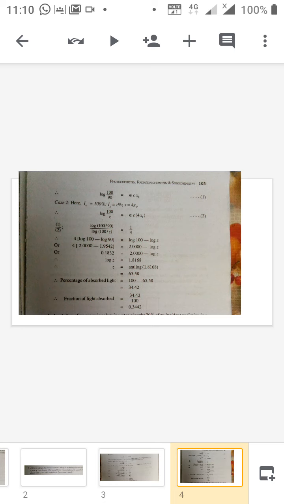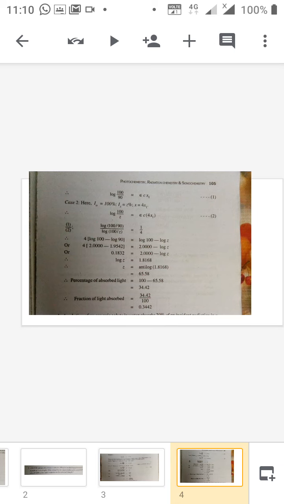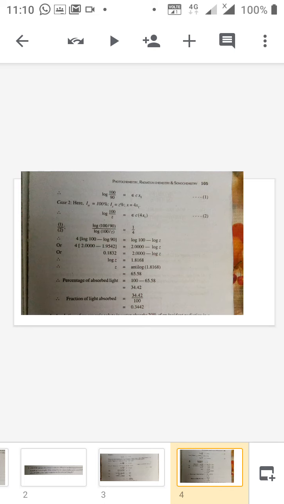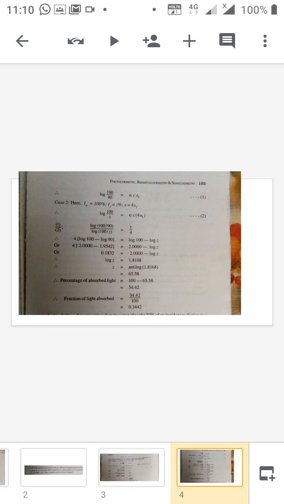Now we are moving into the solution. First of all, you have to write the Beer-Lambert law: log I0 divided by Ix is equal to epsilon C into x. Then substitute I0 equal to 100 and Ix equal to 90, so log 100 by 90 is epsilon C x. In the second case, log 100 divided by Z is equal to epsilon C into 4x. Then we divide both equations. We will get log 90 by Z equal to 1 by 4. Then by rearranging, we will get the Z value, that is 65.38.